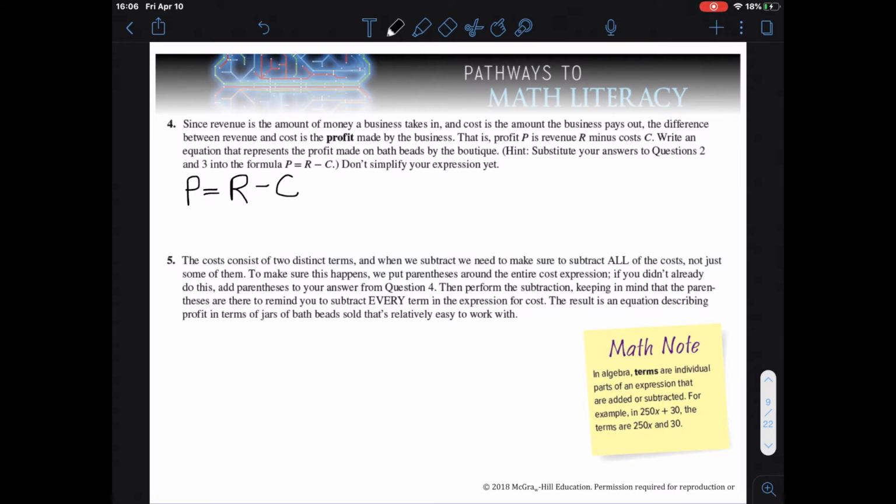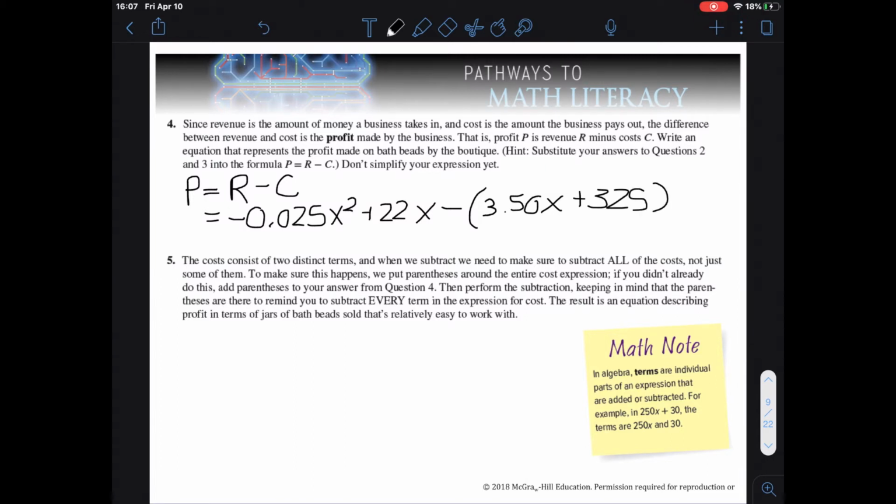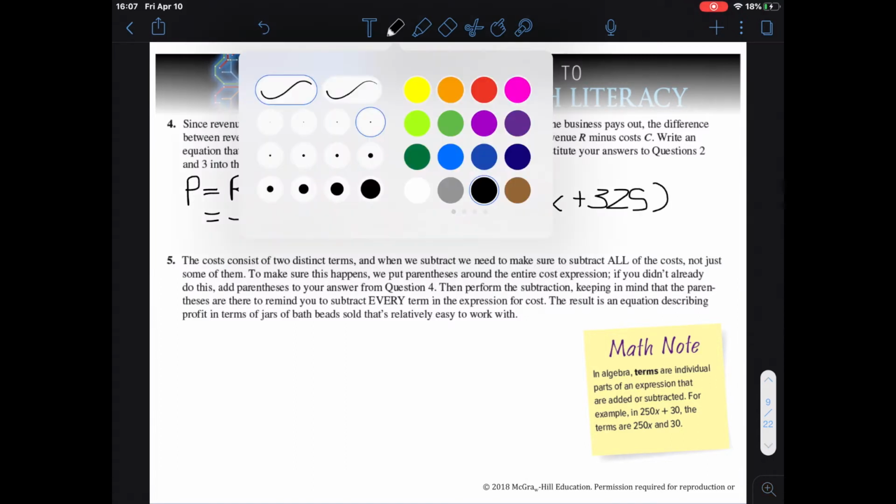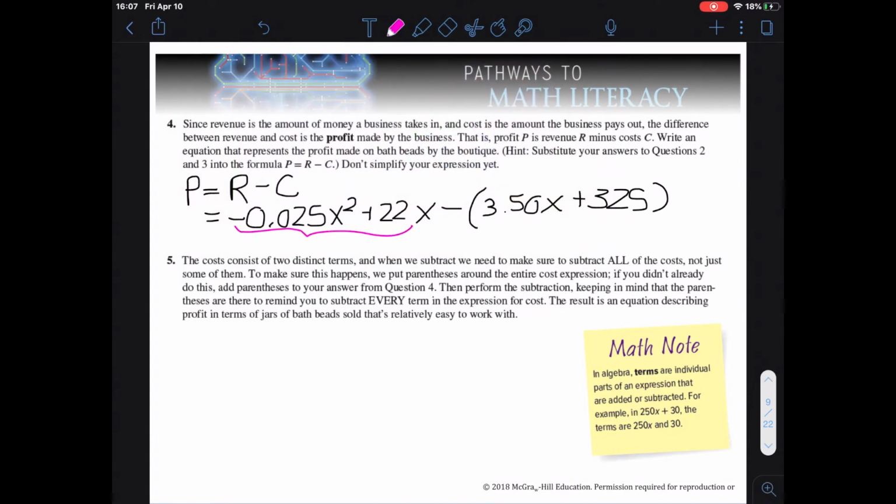Well, for us, our revenue is negative 0.025x squared plus 22x. And the cost we just found to be 3.50x plus 325. But that minus has to go to the total cost. So be careful about your minus signs. You have to put parentheses around the cost function.